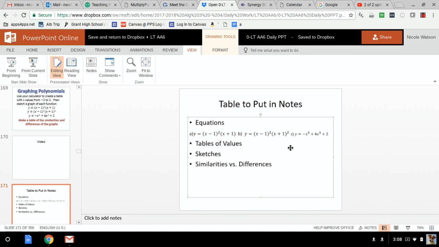Once you've graphed it, put a sketch underneath it. So you'll have equation, table, and sketches. Once you've done all three, you'll write down the similarities and differences. Okay? Then I want you to stop at that point. So we'll stop the video right now.